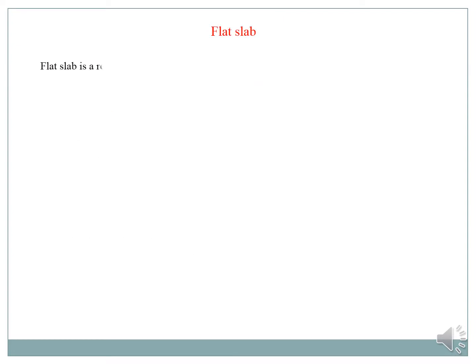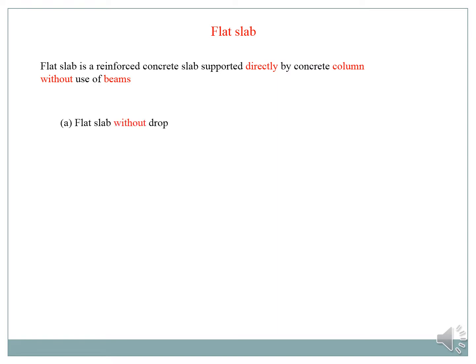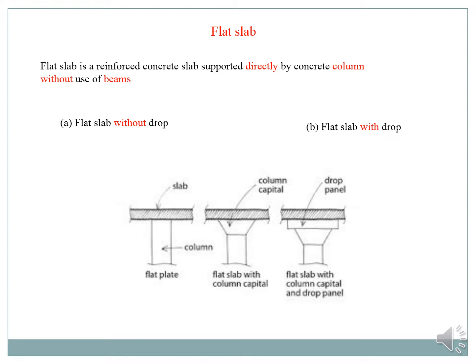So a flat slab is a reinforced concrete slab supported directly by concrete columns without the use of beams. We can have different types of flat slab. The first one is the flat slab without drop, and then the flat slab with drop. See the diagram. The first one is the flat slab plate. Then the flat slab with column capital. This is the flat slab with column head. See the third diagram, flat slab with drop. The drop will be provided between the slab and the column head.